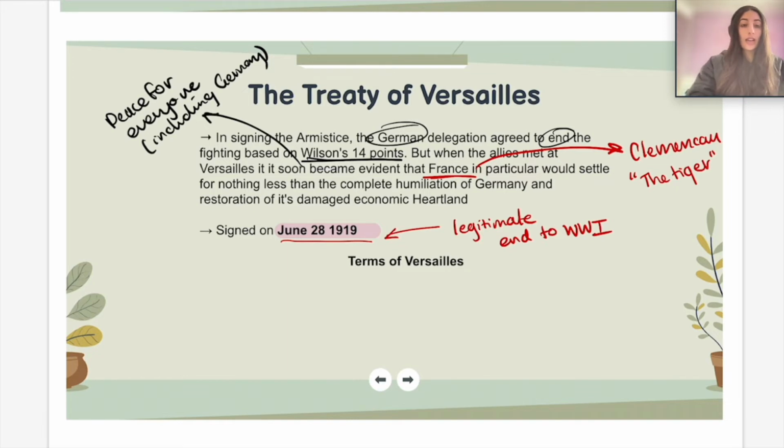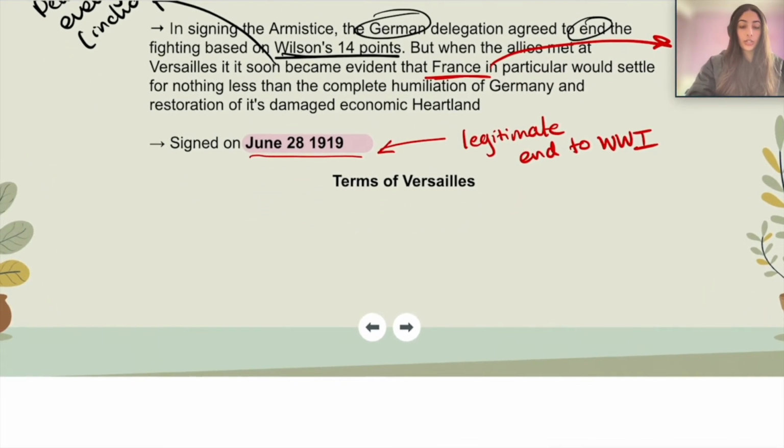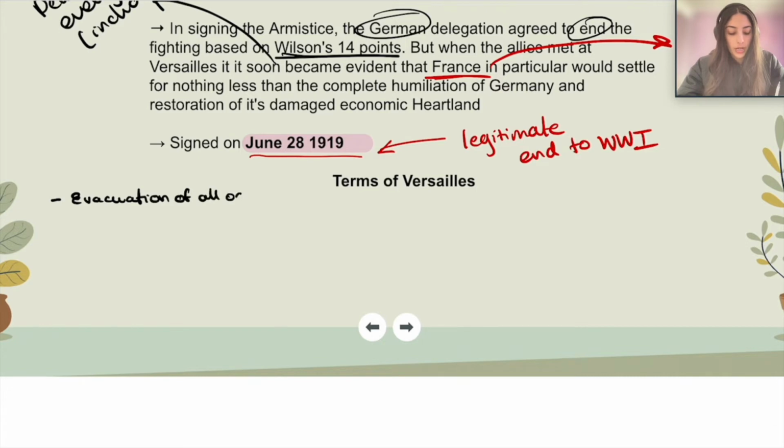Okay, so let's have a look at the terms of Versailles. Now I'm just going to zoom in here, and we're going to have a look at some of the terms of the Treaty of Versailles. So the first one is an evacuation of all occupied territories.